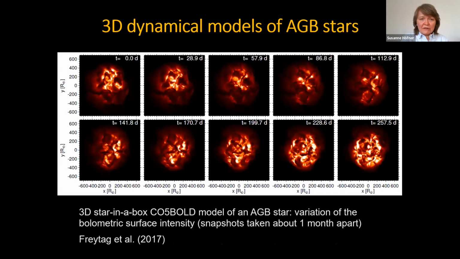This is a longer time series now of surface intensity plots from a CO5BOLD model, so a 3D radiation hydrodynamical model that contains, so to speak, the whole star. You can see again the large convective structures on the surface, but when you concentrate a bit, you can also see that the overall intensity of the image varies. Here it's rather low, here it's rather high. So we see basically light variations here.